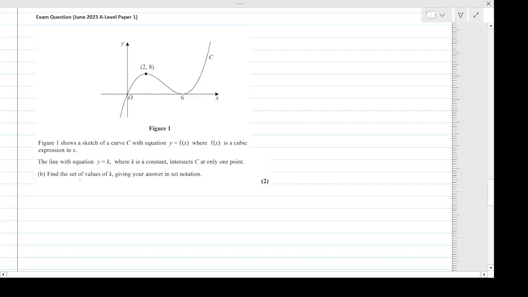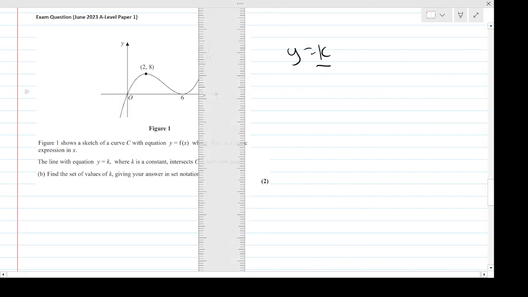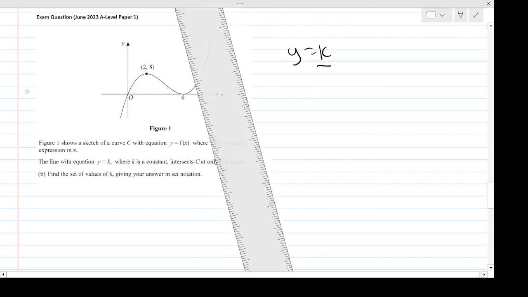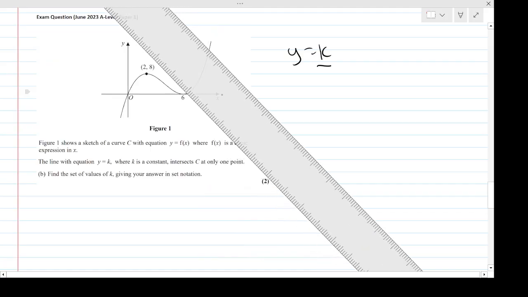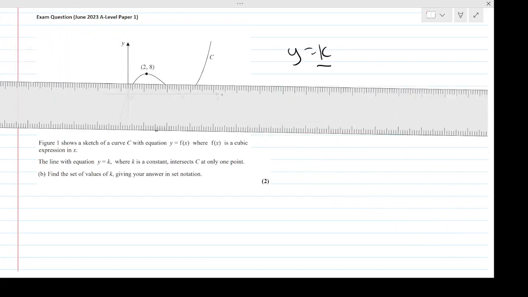So set of values, again, implies there's a range, so we need an inequality. Anyway, what it's saying is, we have this line, y is equal to k. Now you should know when k is just a number, so it could be y is 1, y is minus 2, y is minus 1,000, or so on. But how would we plot that, right? Well, it would just be a horizontal line, right? That passes through one particular value of y. So it's going to be a completely flat horizontal line, okay?